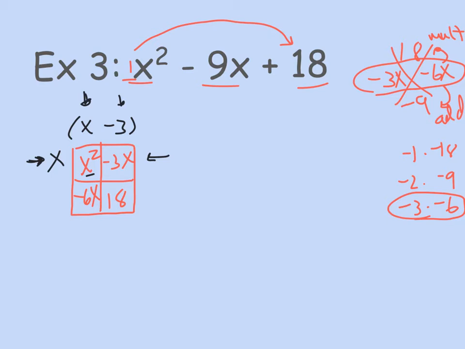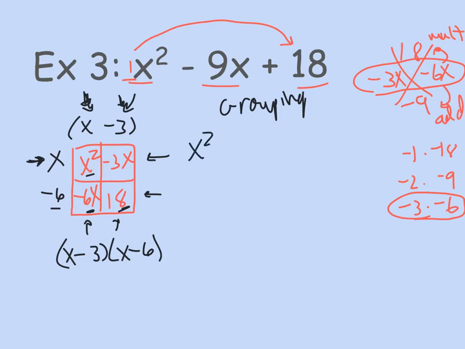Then what I'm going to multiply x minus 3 by to get this negative 6x plus 18. Well, I think I need a negative 6 right here. Negative 6 times this x right here is negative 6x, and negative 6 times negative 3 gives me that 18 in the last column of this bottom row. Okay? So there we go. x minus 3 and x minus 6. That works.